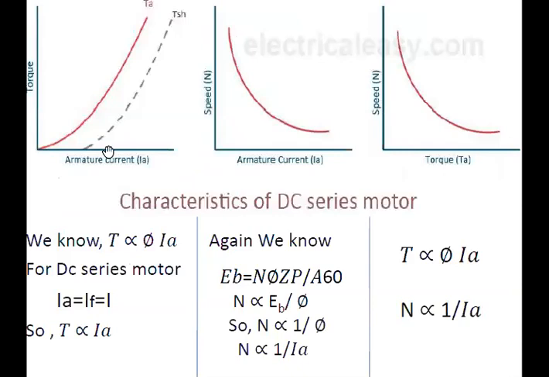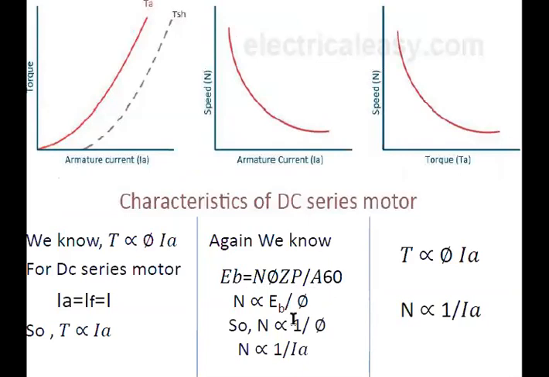And these are the characteristics of the DC series motor. Here in this DC series motor, tau is directly proportional to phi into Ia, and Ia is equal to IL is equal to IF because all are connected in series. And coming to the back EMF, here Eb is nothing but back EMF. Eb is equal to phi Z N P by 60 A.